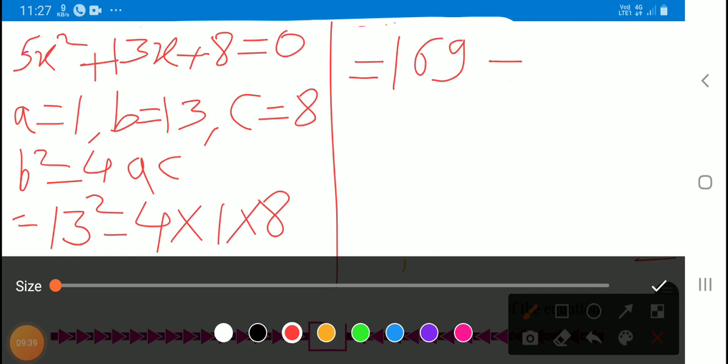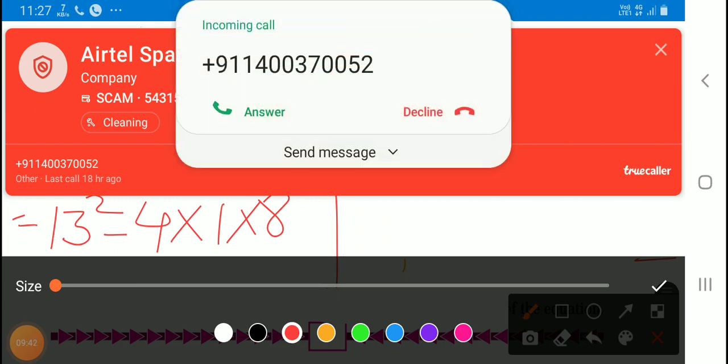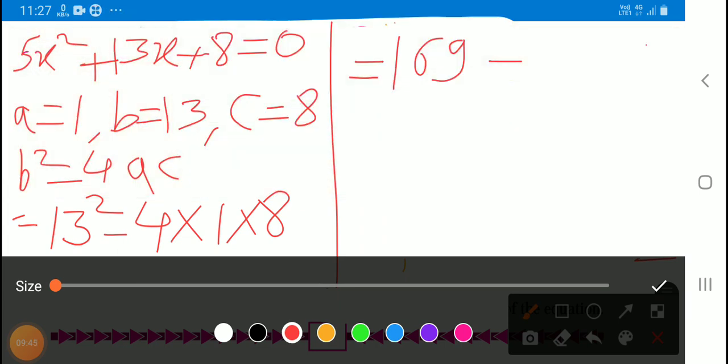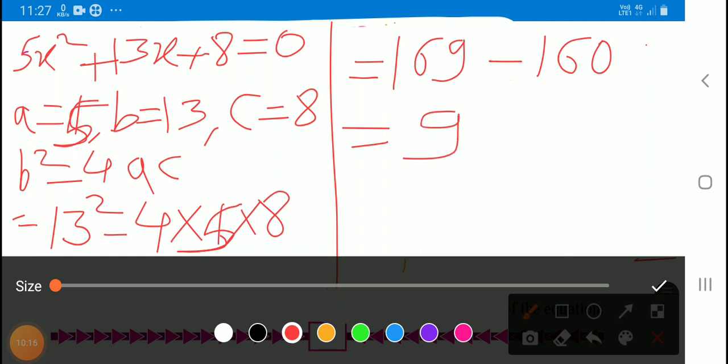Sorry, here the value of a is 5. So here b's value 13 and c 8. b square minus 4ac, so 13 square minus 4 into 5 into 8. Now 4 5s are 20, 20 8s are 160, so value is equal to 9. Means your b square minus 4ac, it is equal to 9.